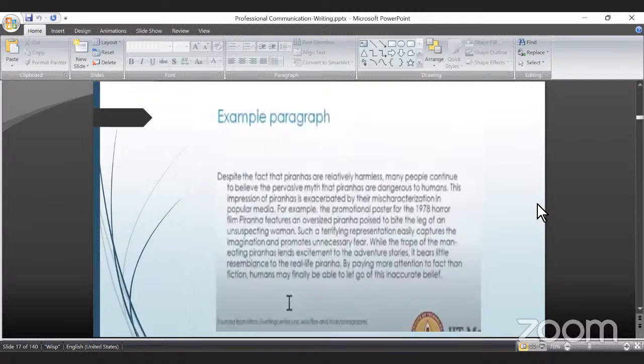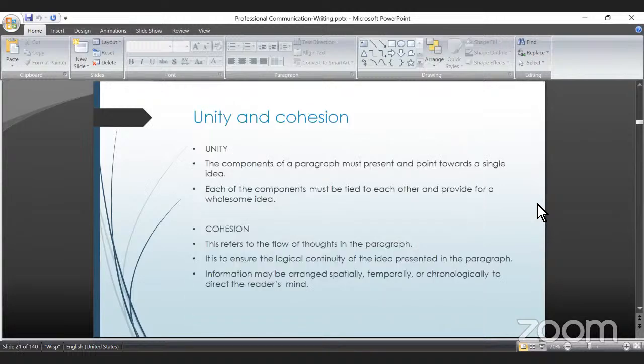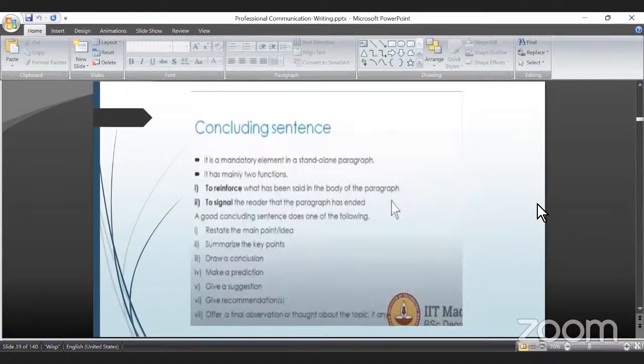Okay. All right. So, where are we? Understood this part. So the major functions to reinforce, and your concluding sentences could be any among these seven that's mentioned, right? Anything that restates, summarizes, draws a conclusion, makes a prediction or suggestion, makes a recommendation, or offers a final thought or observation. So this is about how a concluding sentence looks in a paragraph, or what all it can be.